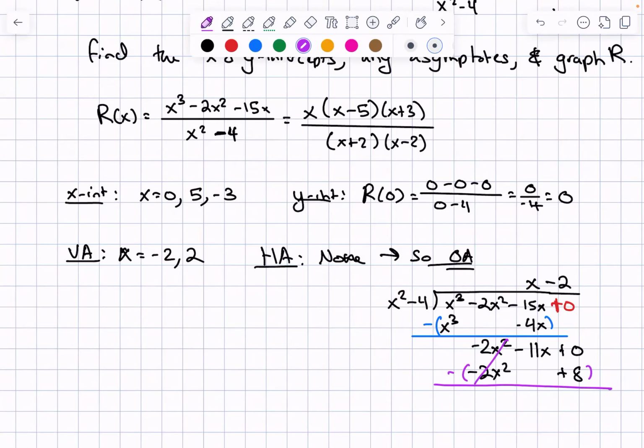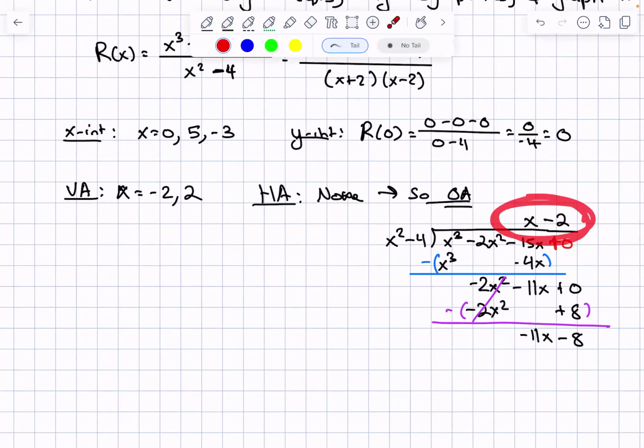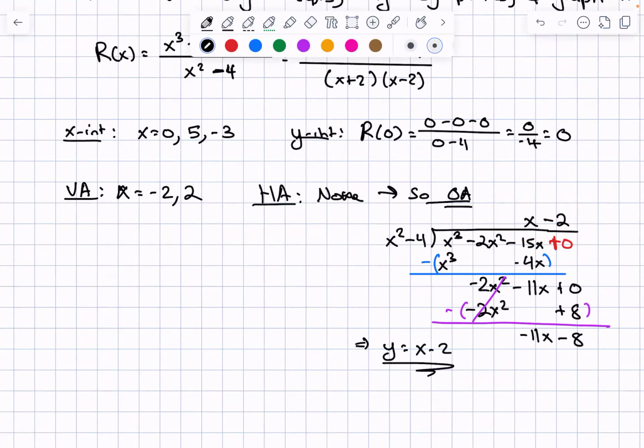And these cancel. That's by design. And we get negative 11x because nothing can subtract from that. And then a minus 8. And our quotient becomes our oblique asymptote. So we have an oblique asymptote at y equals x minus 2. That is going to be the line for our oblique asymptote.